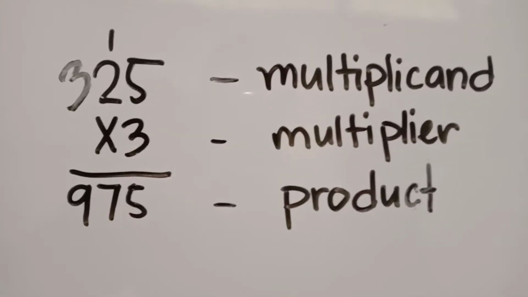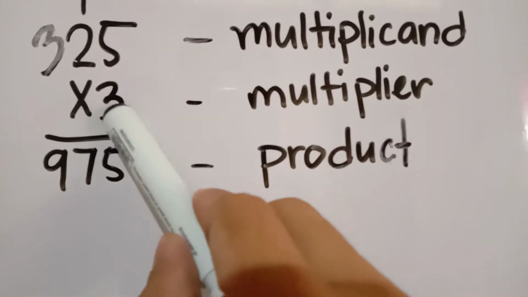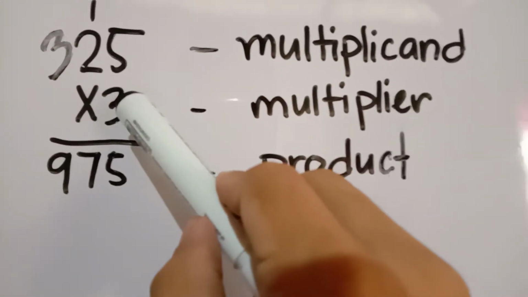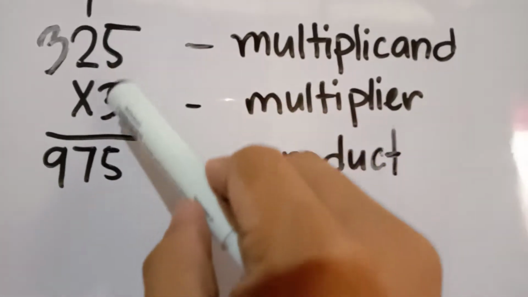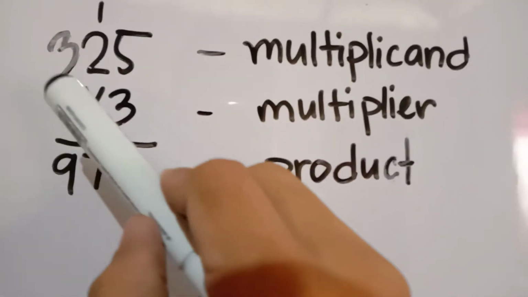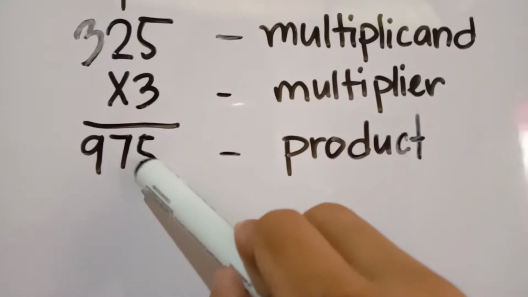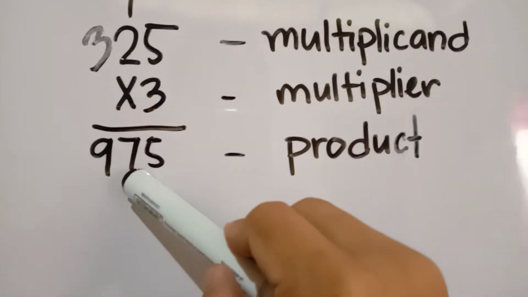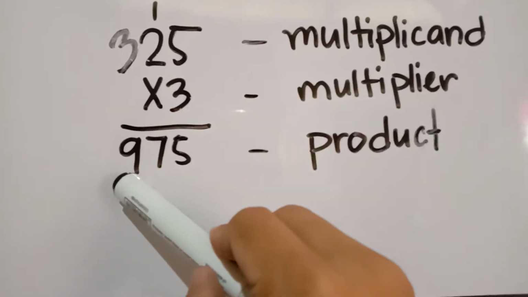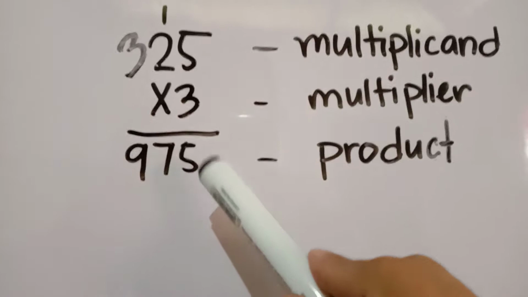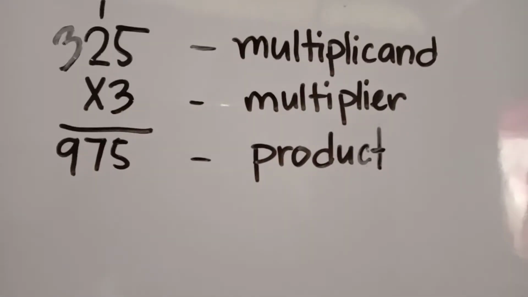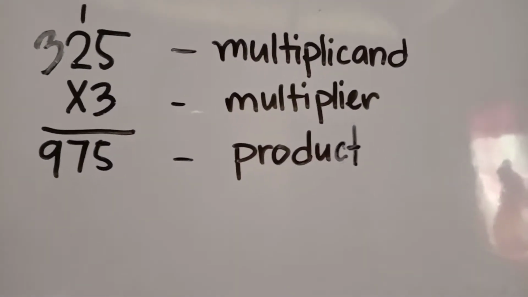Okay, so in multiplying whole numbers, we are going to multiply our multiplier to the multiplicand. So we are going to multiply 3 by 5, multiply 3 by 2, multiply 3 by 3. Okay, let's start. So 3 times 5, that is 15. So write 5, regroup 1. 3 times 2 is equal to 6, plus 1, that is equal to 7. 3 times 3, that is equal to 9. So 975 is our product. Okay, so that's how we are going to multiply whole numbers with 1-digit multiplier. Okay, so let's proceed to our lesson.